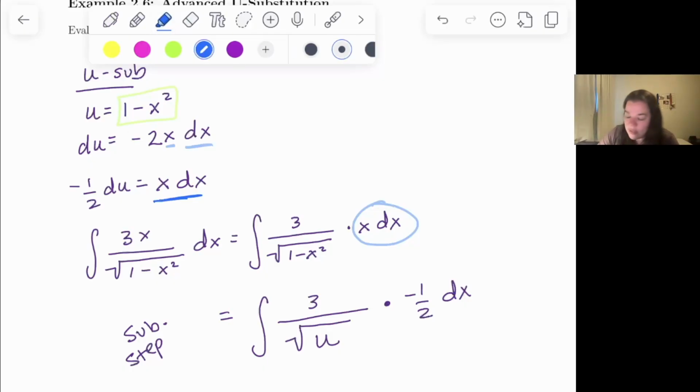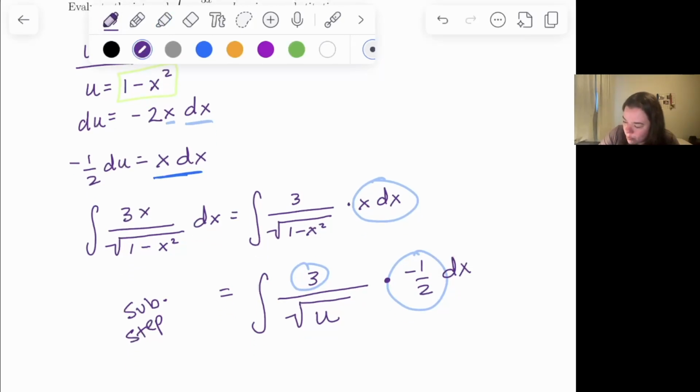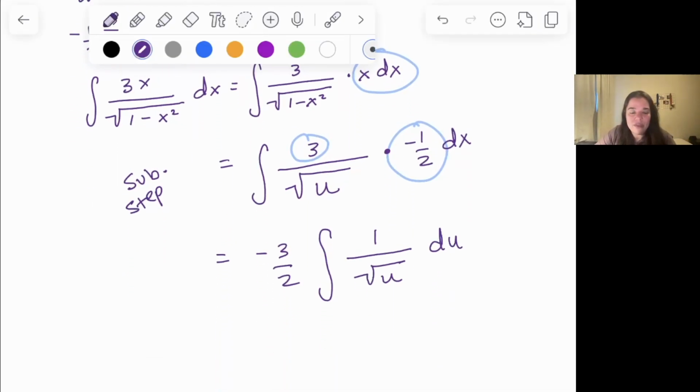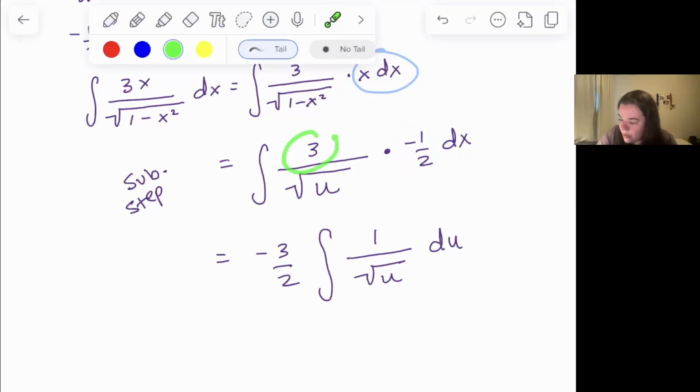Now we got a mess of constants, so let's clean up carefully. I'm going to pull the 3 and the negative 1/2 out in front of the entire integral. Multiplying those together gives me negative 3/2. And then don't forget there's a placeholder of 1 over the square root of u du. There it is. So all I've done was I pulled those circled constants out to the front. Let's just highlight that one more time. I pulled the constants out to the front. I left behind the placeholder because my square root of u is still in the denominator.